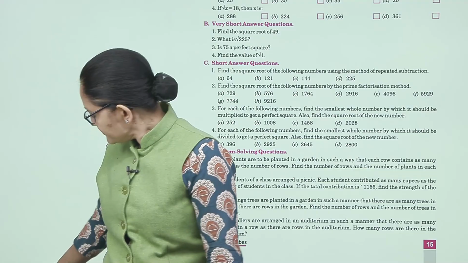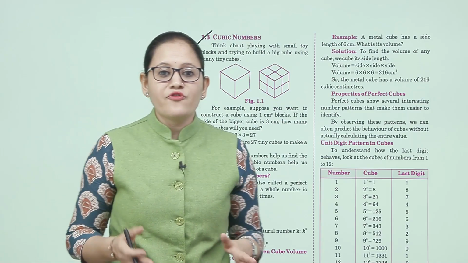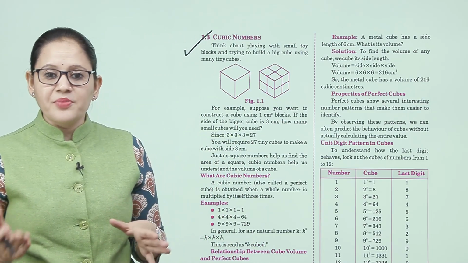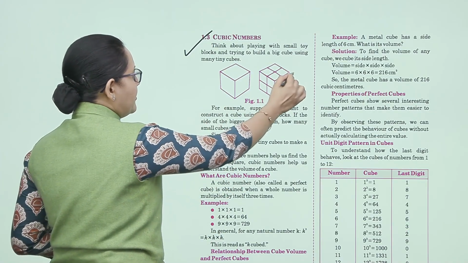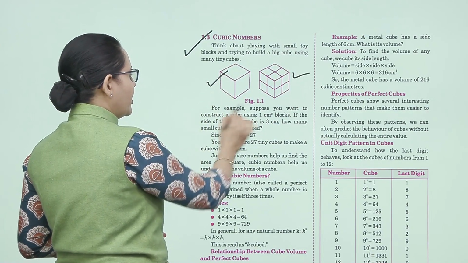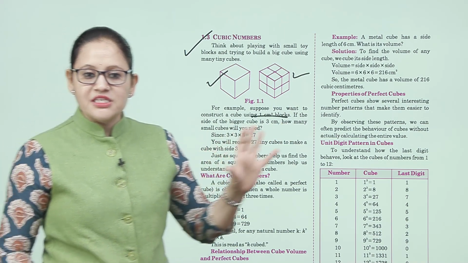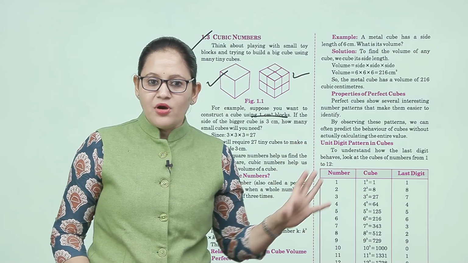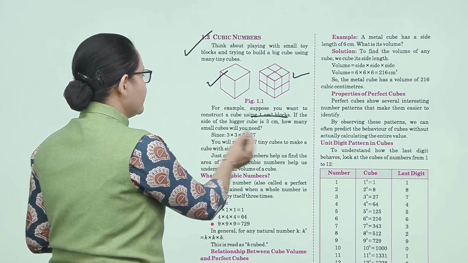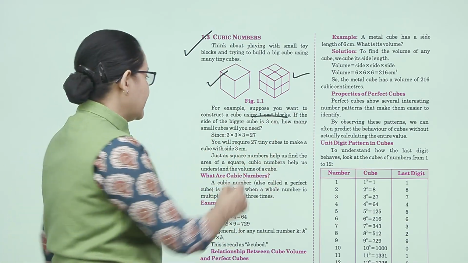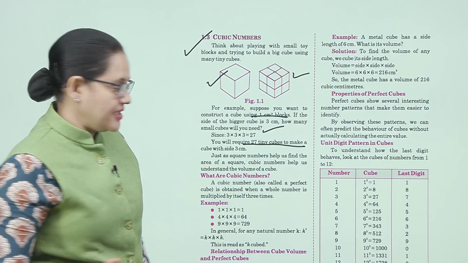Next is cubic numbers. Think about playing with small toy blocks and trying to build a big cube using many tiny cubes. For example, suppose you want to construct a cube using 1 centimeter cube blocks. If the side of the bigger cube is 3 centimeter, how many small cubes will you need? 3 into 3 into 3, that is 27. You will require 27 tiny cubes to make the cube of side 3 centimeter.